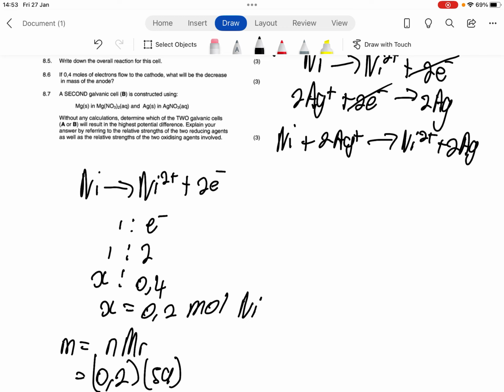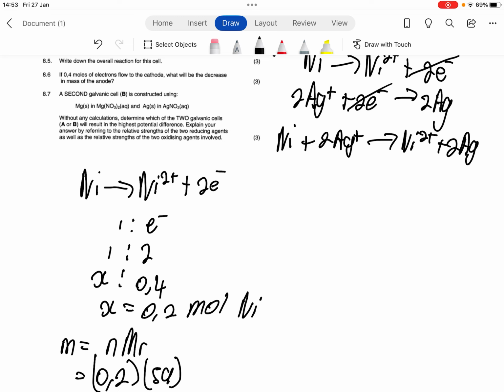Question 8.7 states, a second galvanic cell B is constructed using magnesium and silver as well. Without any calculations, determine which of the two galvanic cells, A or B, will result in the highest potential difference. Explain your answer by referring to the relative strengths of the two reducing agents as well as the relative strengths of the two oxidizing agents involved.